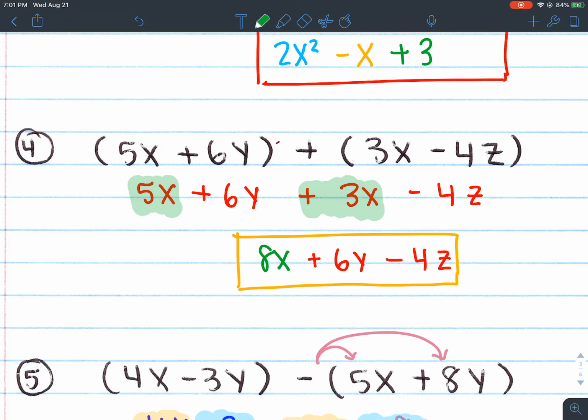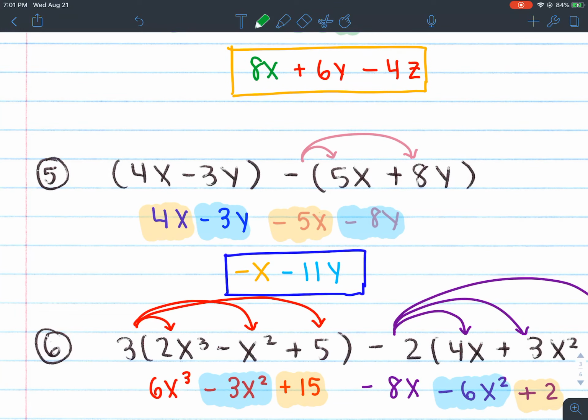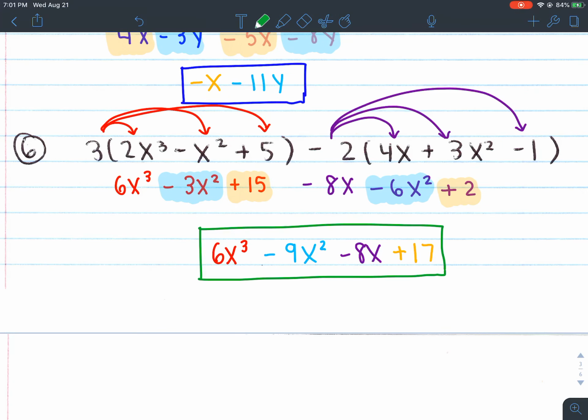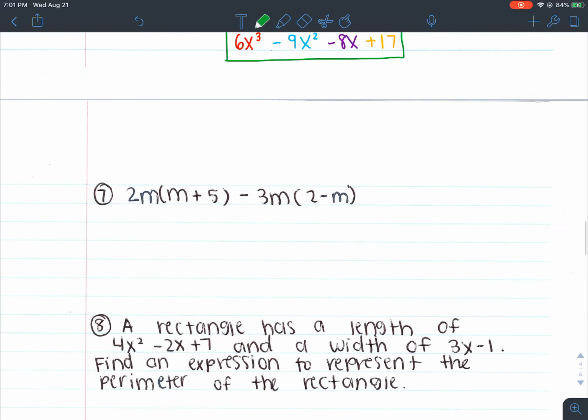We wouldn't really classify something like this by degree because there are different variables, so I would just say trinomial. Same thing with number 5: different variables, so it's a binomial for sure, but we don't really know the degree. Number 6 is going to be a polynomial because it's more than 3 terms, so we don't have a special name for it. The highest degree is 3, so it's a third degree polynomial.